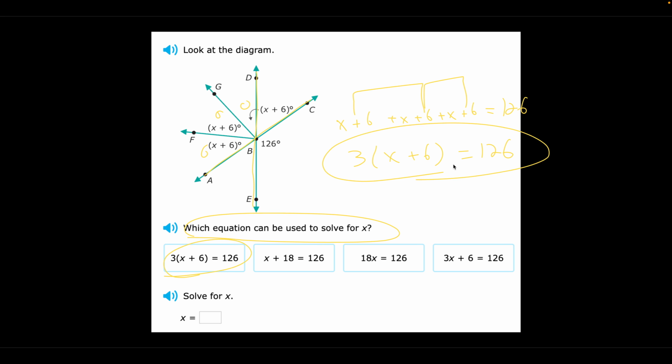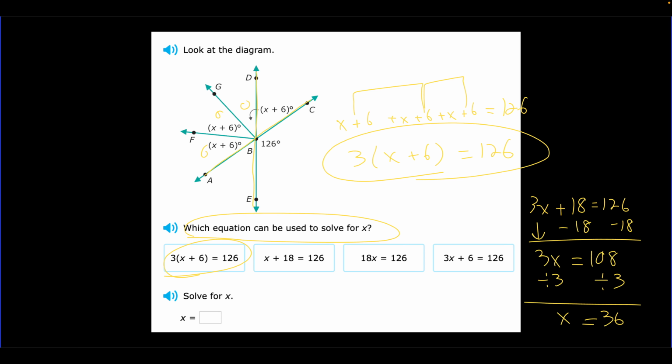From here, you've got a couple options for how to solve it. You could distribute, and solve from there. Let's clean this up. 3x plus 18 equals 126. And then we should know how to solve from there. And so after solving, you get that x is equal to 36.